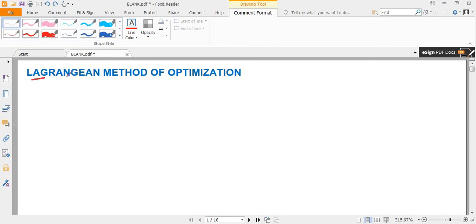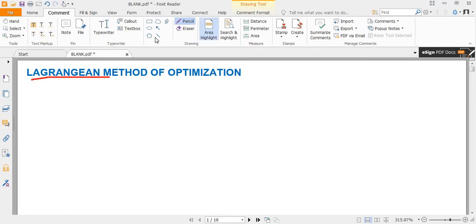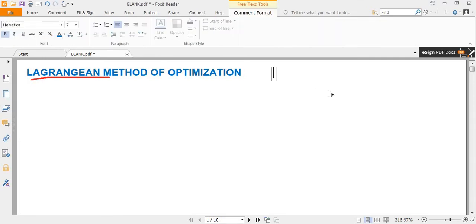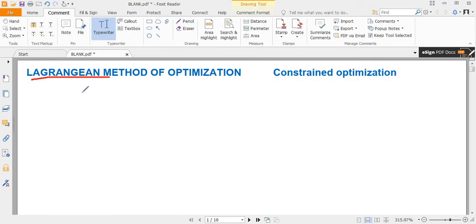In today's video we will be talking about the Lagrangian method of optimization. Note that this Lagrangian method of optimization is used when we are talking about constraint optimization. So we will be essentially talking about constraint optimization in today's video. Now, we first need to understand why we need to look at the Lagrangian method, and why can we not simply use the method that we usually use.